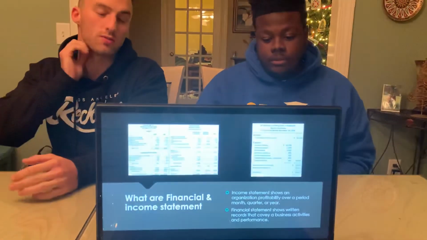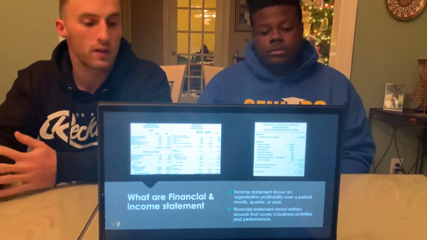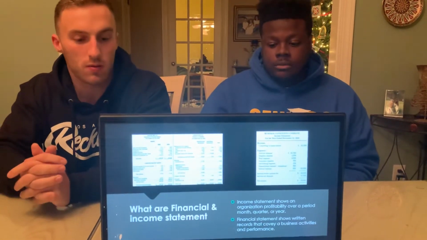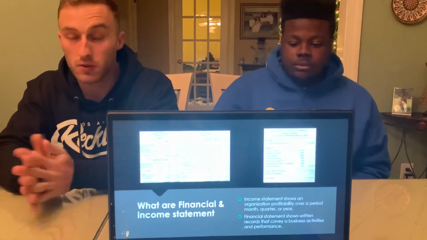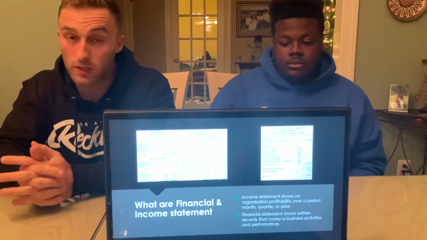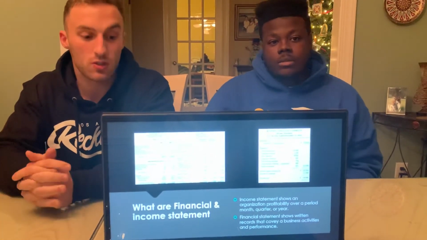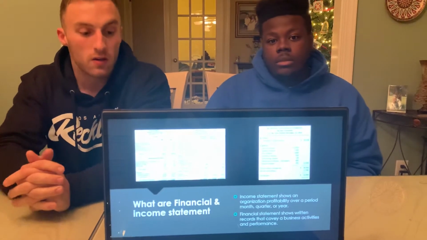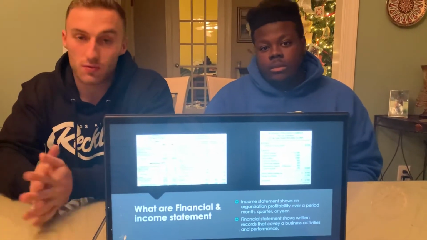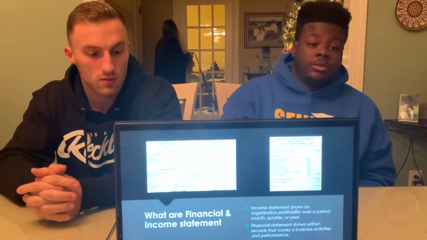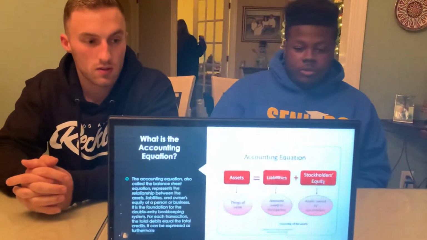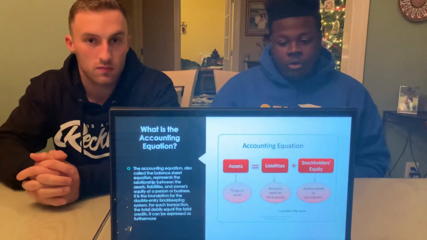So what are financial and income statements? Income statements show an organization's profitability over a certain period of time, such as a month, quarter, or year. Financial statements show and record a business's activities and performance. Next slide, please. So today we'll be talking about what the accounting equation is.